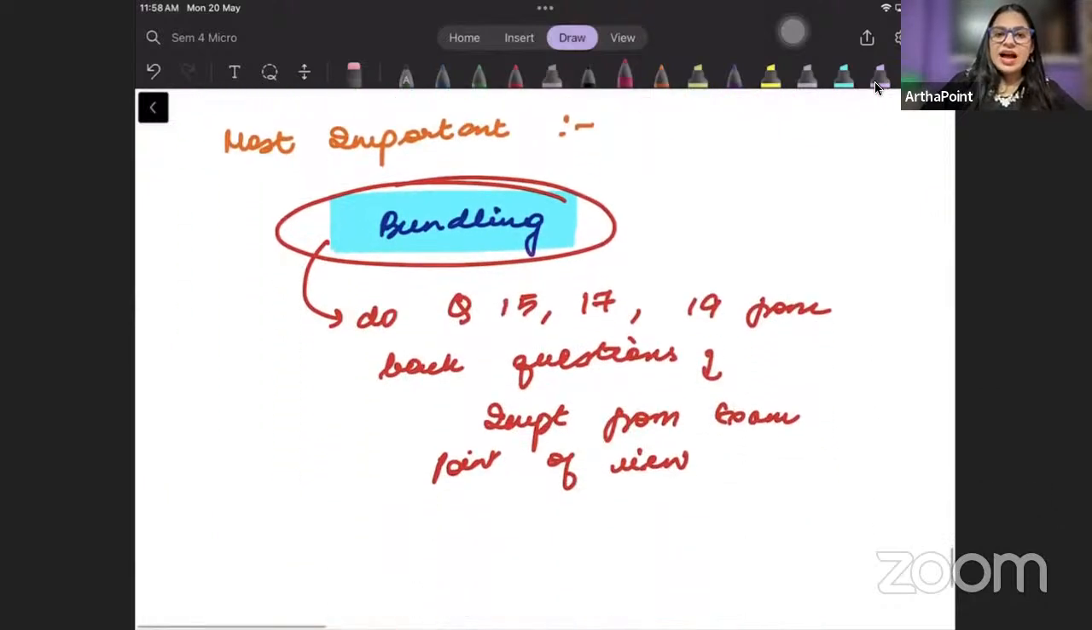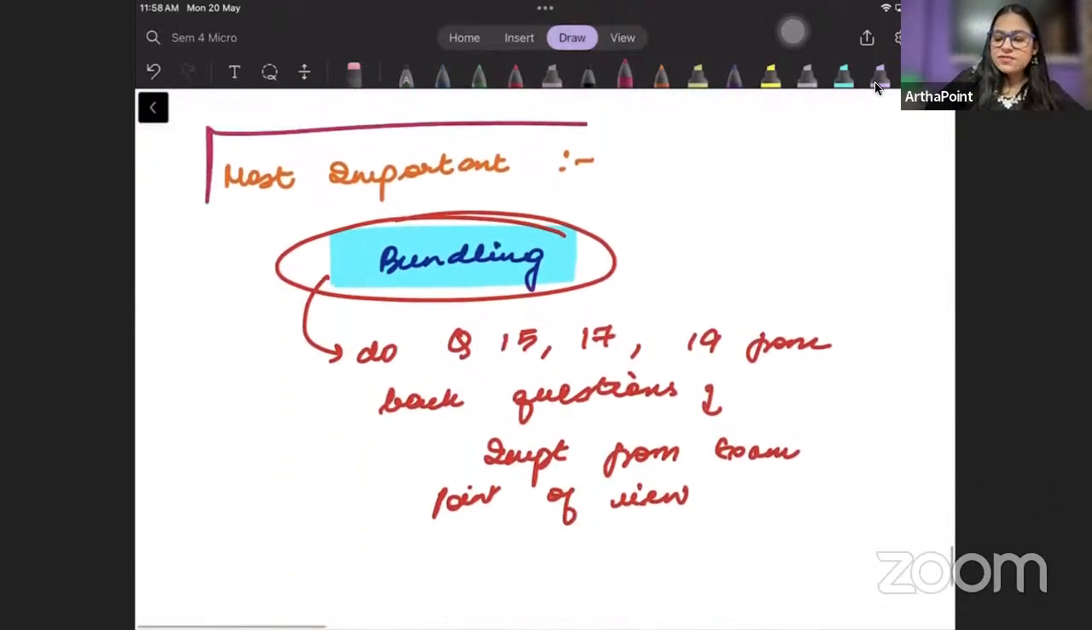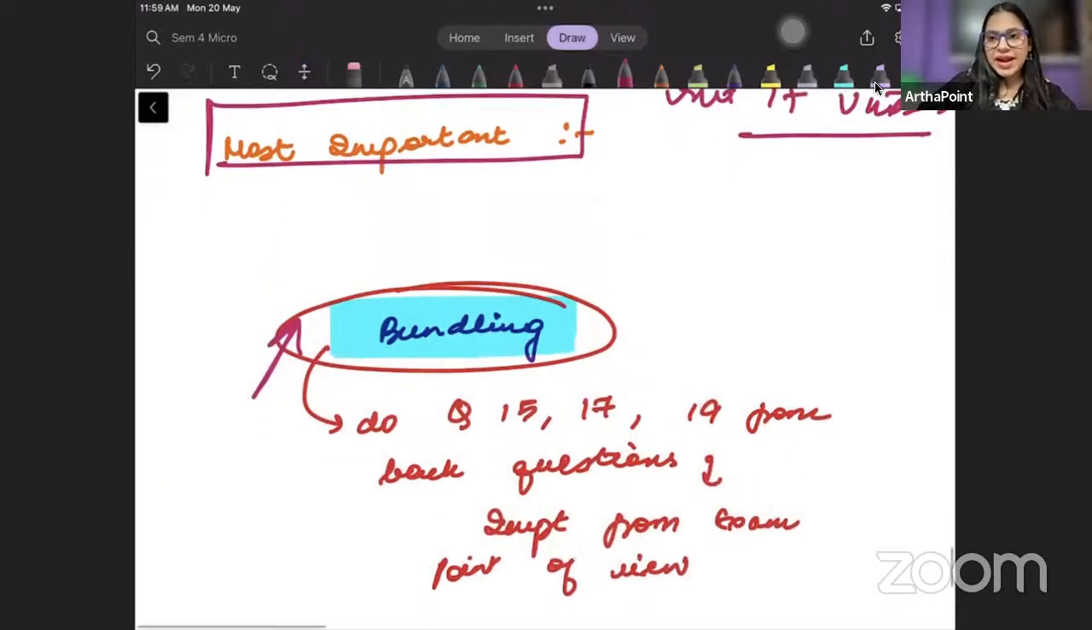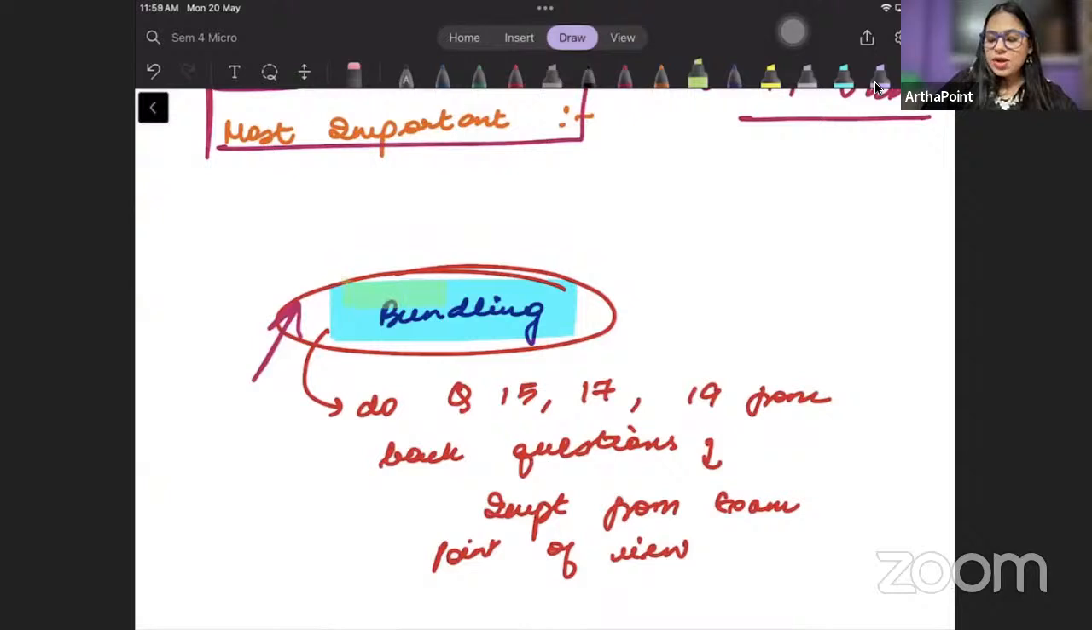ठीक है. At last, just one last thing, very important from unit 1 plus unit 2, that is the question on bundling. Now, this topic was not there till last year. This has been a newly added topic. And क्योंकि ये topic अभी add हुआ है, therefore it may be asked in exam. The examiner may want to test you on this topic.